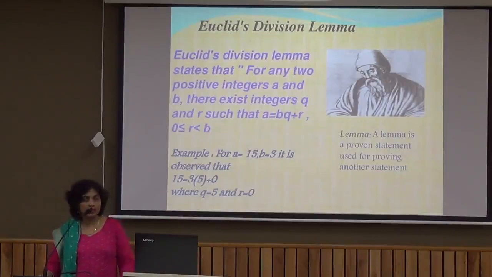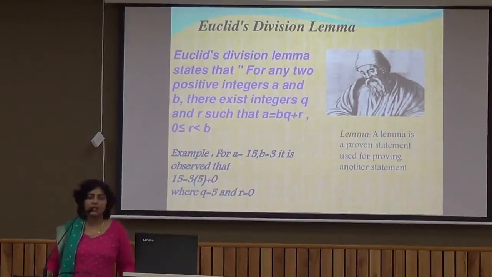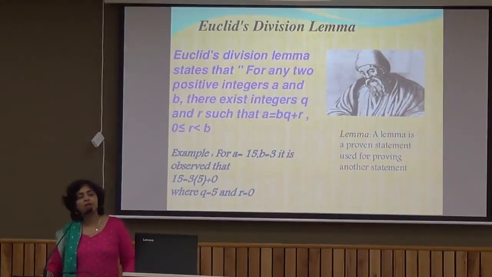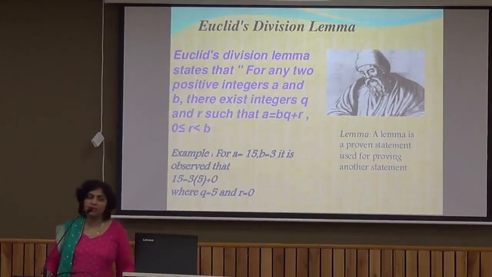So Euclid division lemma states that for any two positive integers a and b, there exist q and r such that a is equal to bq plus r, where r should be greater than or equal to 0 but less than b, where b is the divisor. If you can recall your division algorithm, it says dividend is equal to divisor into quotient plus remainder. So the lemma is the same form. A is our dividend, B is our divisor, Q is our quotient, and R is the remainder. So obviously remainder can be 0 but it should be less than the divisor.